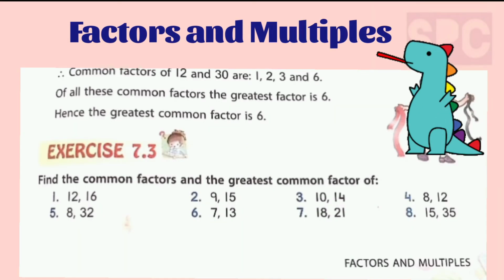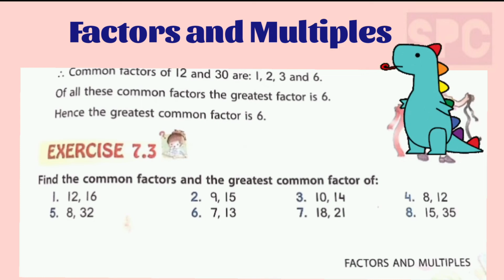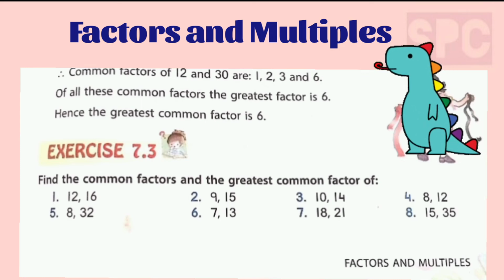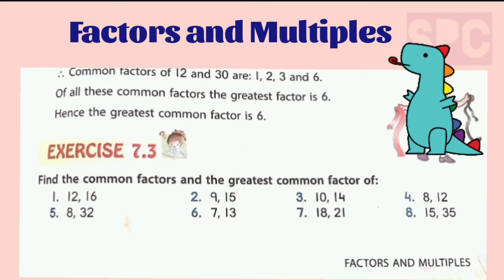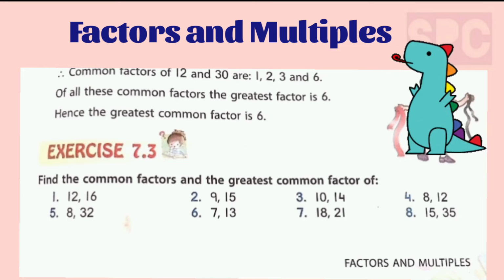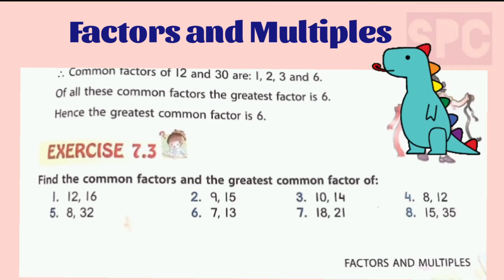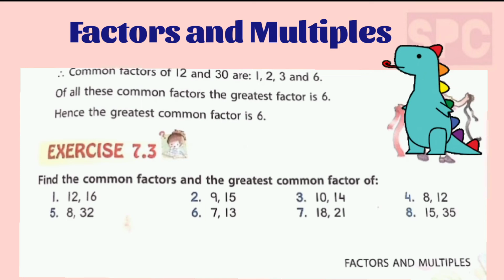Hello everyone. Now that we all have learnt the concept of factors and multiples, today we are going to understand how to find common factors and greatest common factor of the given set of numbers. So without wasting any time, let's start with exercise 7.3 question number 1.